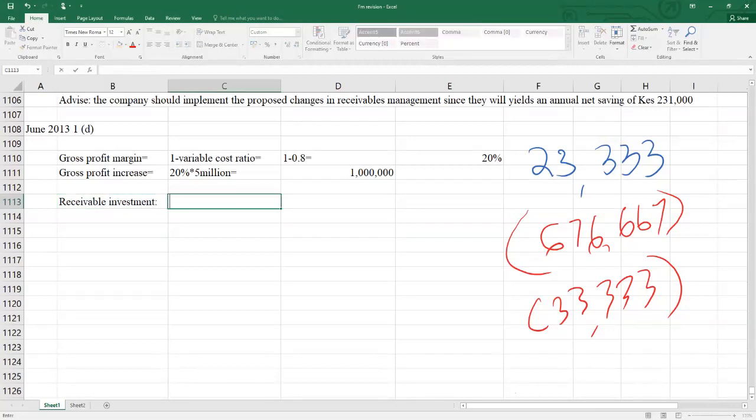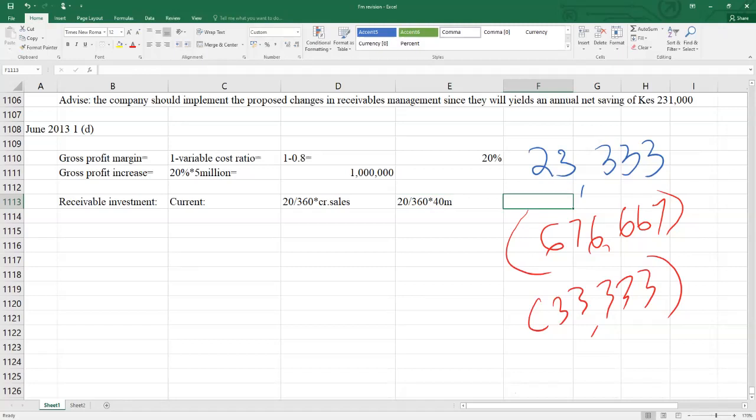It's going to be in here, current policy. On the current policy, the number of days we give a customer is 20. It will be 20 divided by the number of days in a year, that is 360. We multiply by credit sales. So it equals 20 out of 360. Credit sales of the company currently is equal to 40 million.